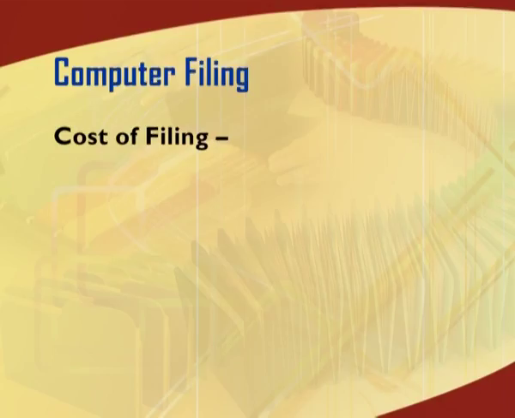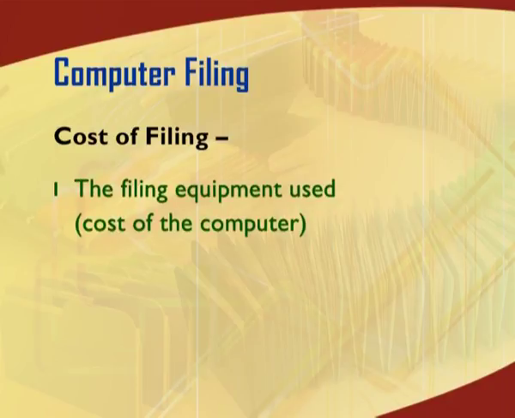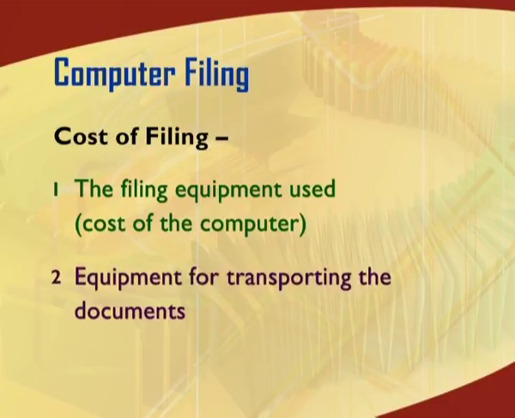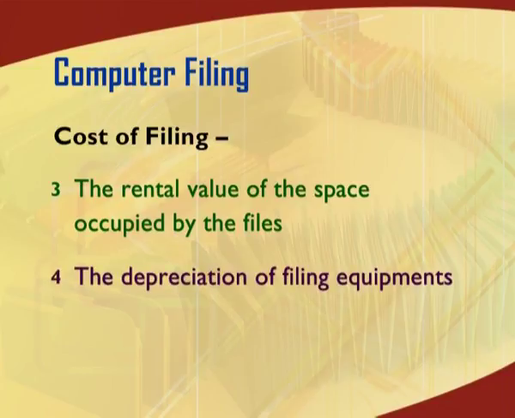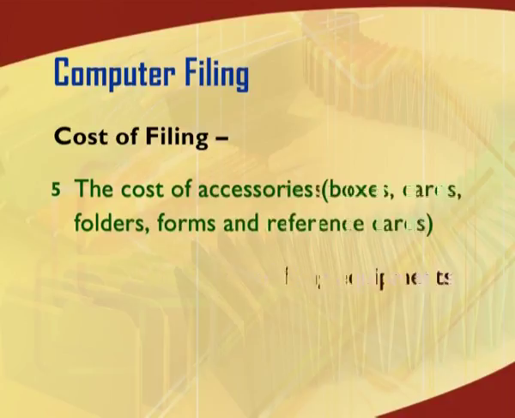The cost of filing involves factors that need to be taken into account. The filing equipment used, that is, the cost of the computer. Equipment for transporting the documents. The rental value of the space occupied by the files. The depreciation of filing equipment. The cost of accessories, that is, boxes, cards, folders, forms, and reference cards, etc.